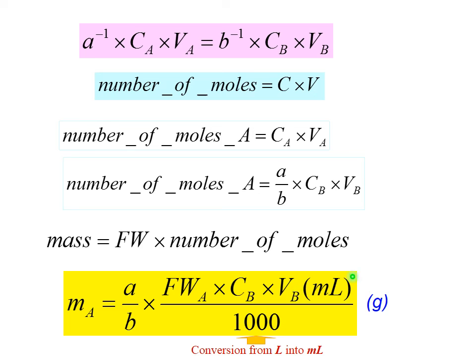Now, we do not measure volumes in a burette in liters. We all do it in milliliters. So we need to divide by the conversion factor of 1000 from liters into mL. So we are using volumes in mL. As a result, we need to divide by 1000. This formula is the main formula in all the titration part of the class.